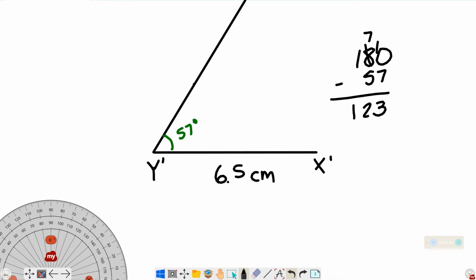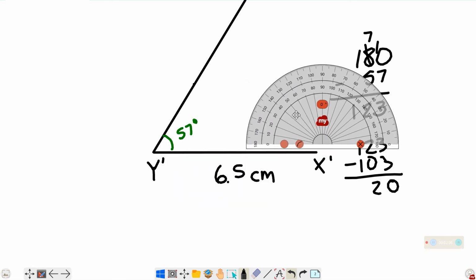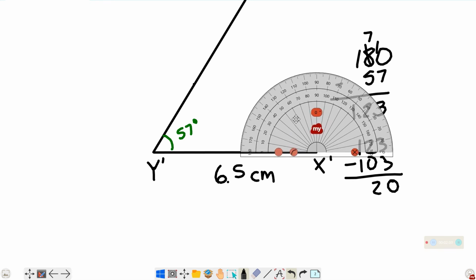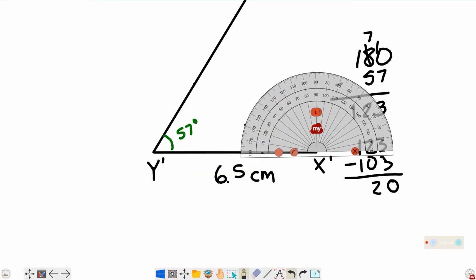And then I know the other angle has to be 103. So angle X needs to be 20 degrees. Put a mark at 20. You need the other side this time because you want the acute angle, so your 20 needs to match up here with this one right here.